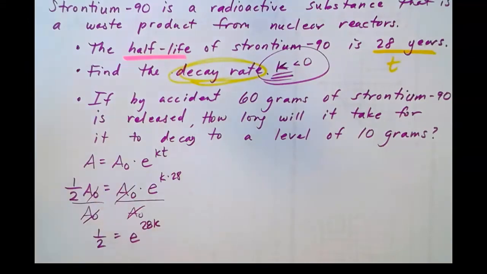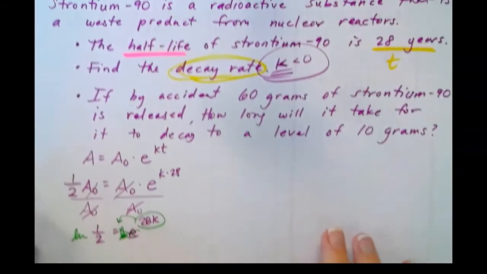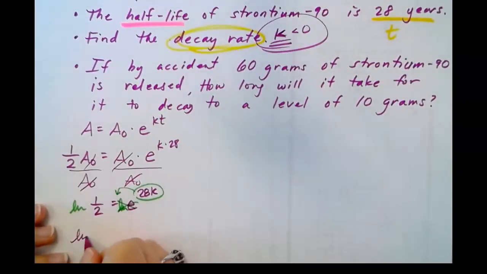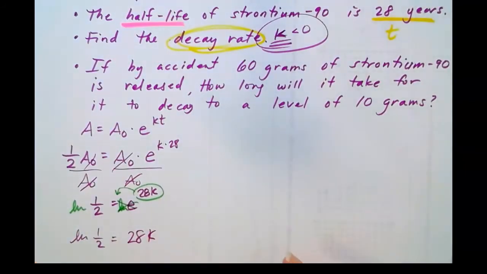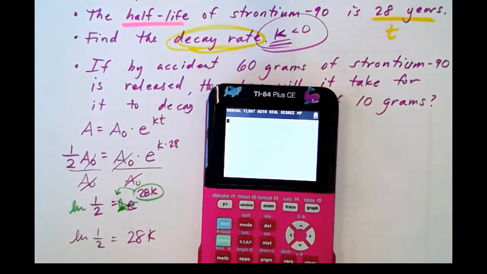And like we've discussed in class, anytime that you see the natural number e, be on the lookout for an opportunity to use ln. We're going to do that here because when we introduce the natural log to both sides of the equation, it supermans that power to the front, and ln of e, of course, is 1. So we are left with ln of 1/2 equals 28k, and you can just go straight to your handy-dandy calculator and calculate that.